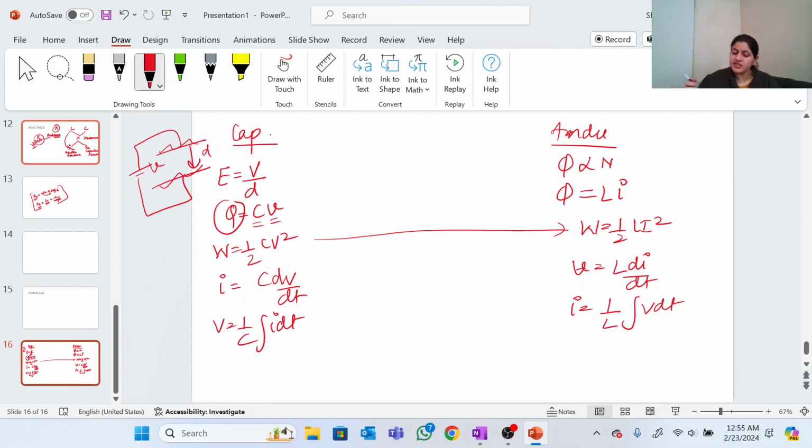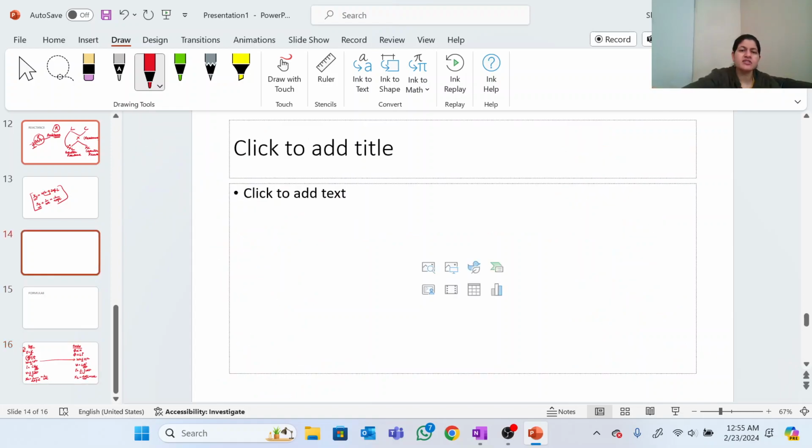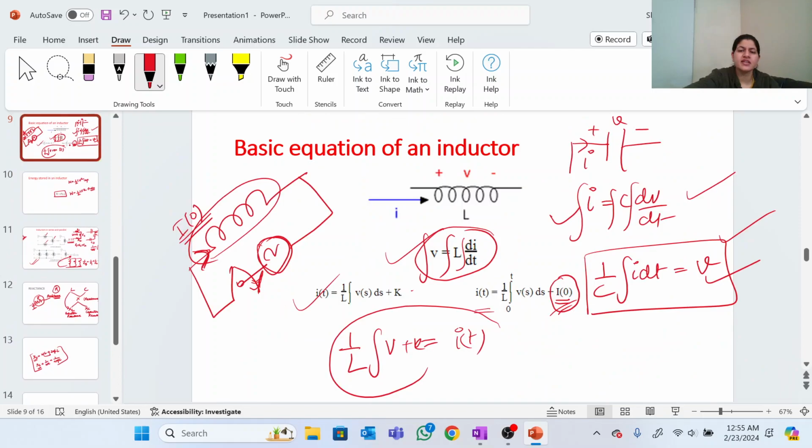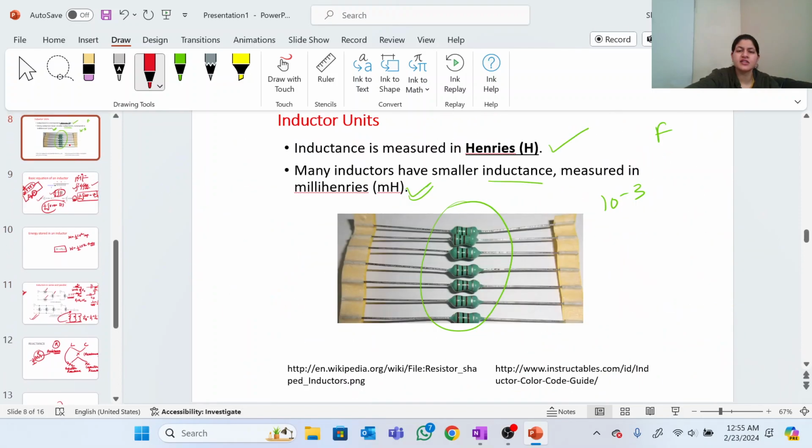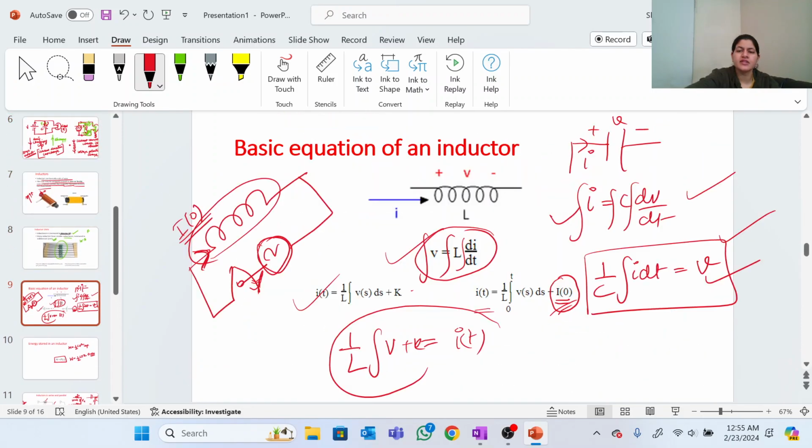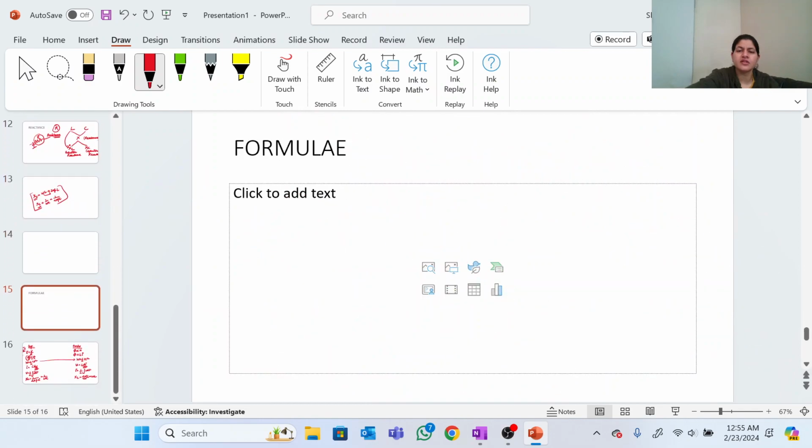So these formulas, and one more thing: XC is equal to 1 upon 2 pi fC, or we can write it as 1 upon omega C. Here XL is equal to 2 pi fL, or this term is omega L. So for now I can remember these formulas. Let's check if there is anything missing. Yeah, these things are missing. So I think there is no other formula left.